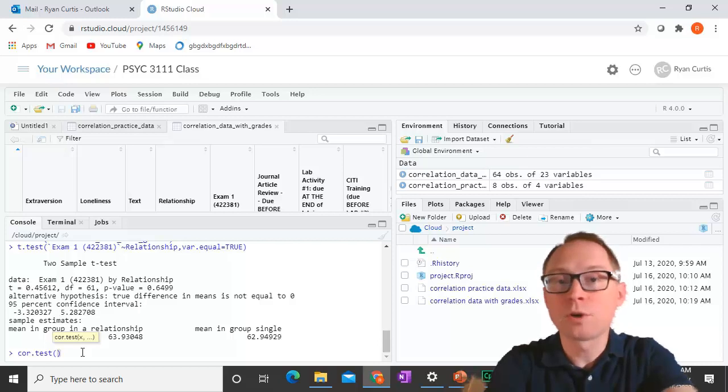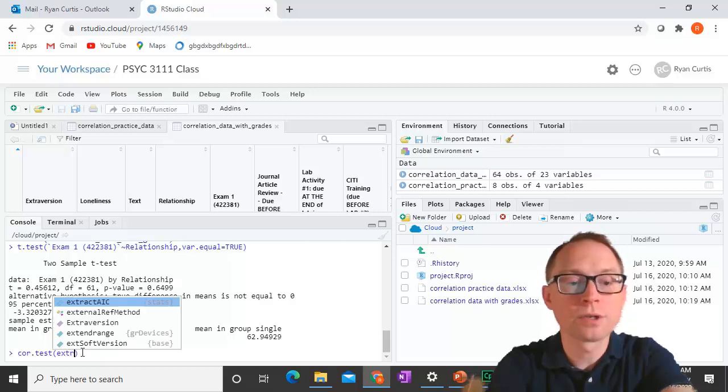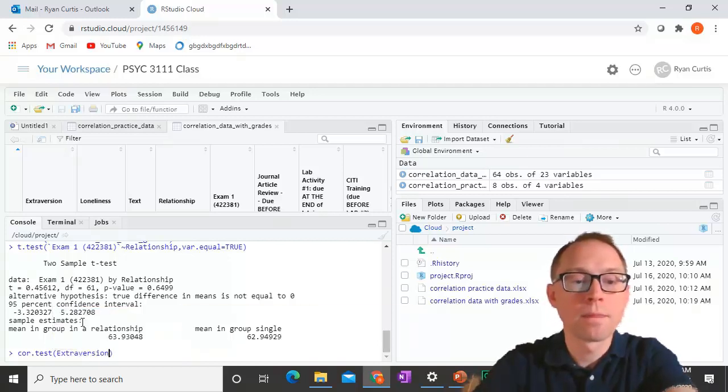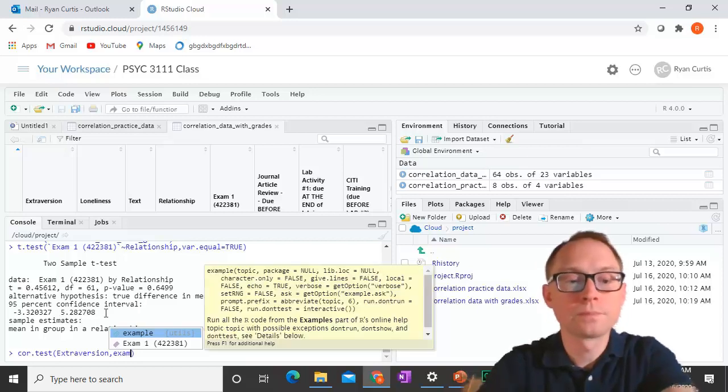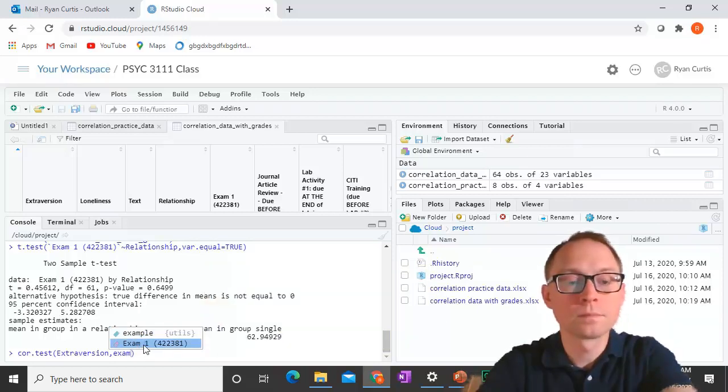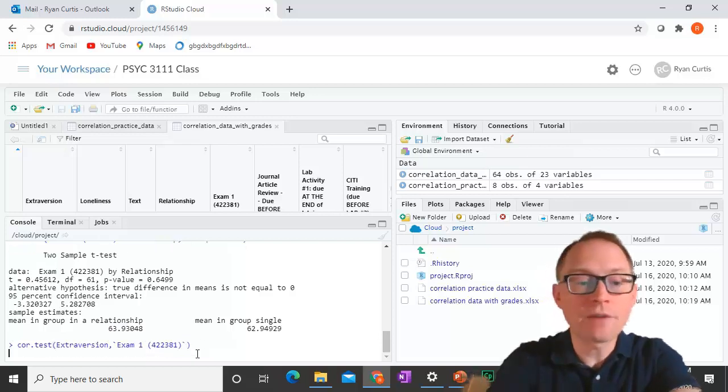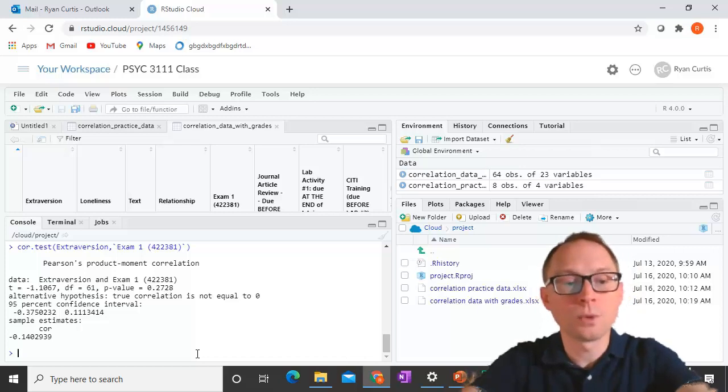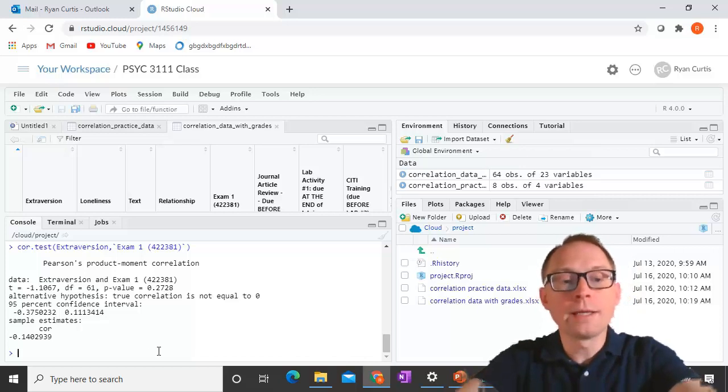And it doesn't matter which one goes first because they're both continuous, so it doesn't matter at all. So extroversion, comma, exam 1. All right. That's all you have to do to get the correct data out of this one. All right. Am I going to reject or fail to reject the null hypothesis? I am, again, going to fail to reject the null hypothesis.